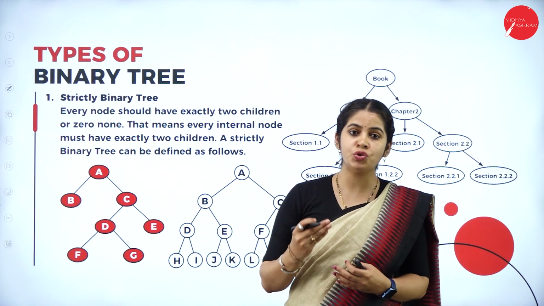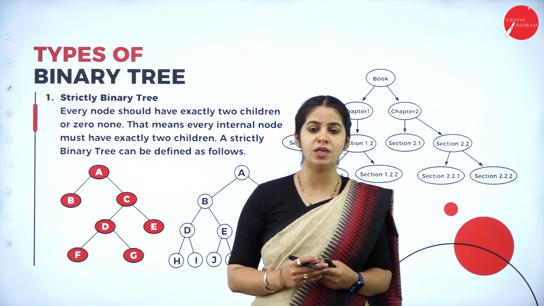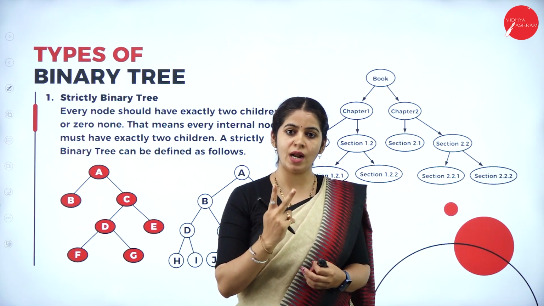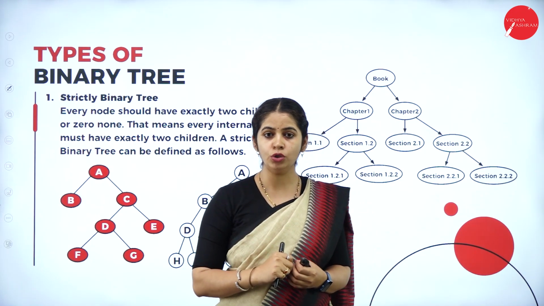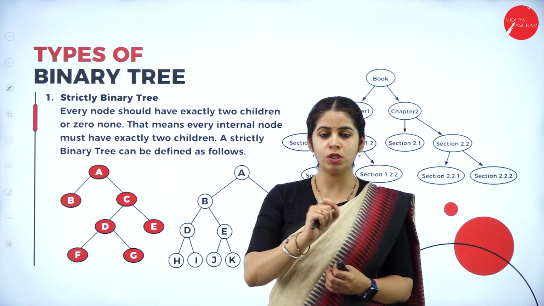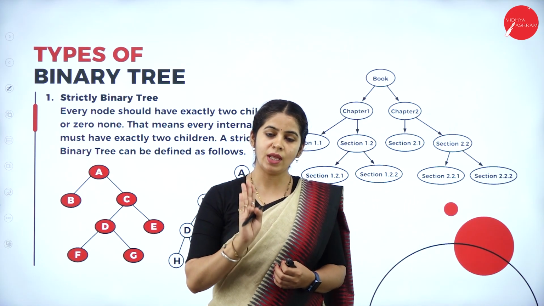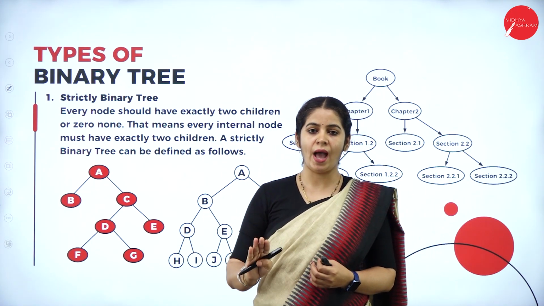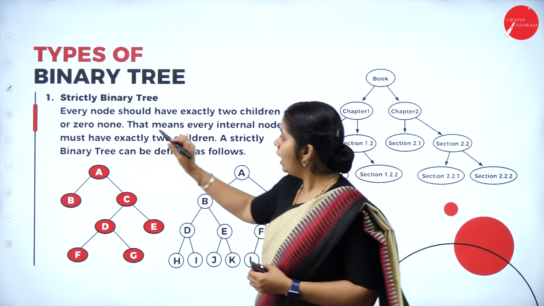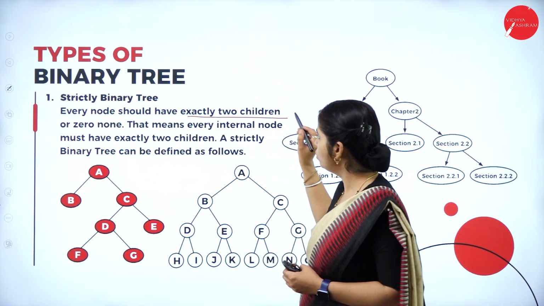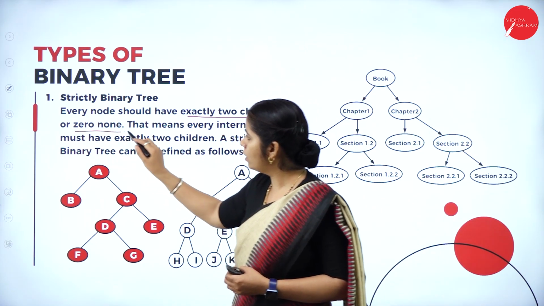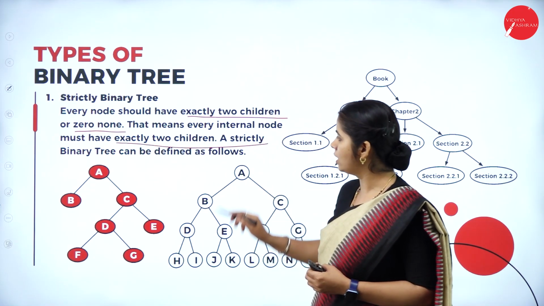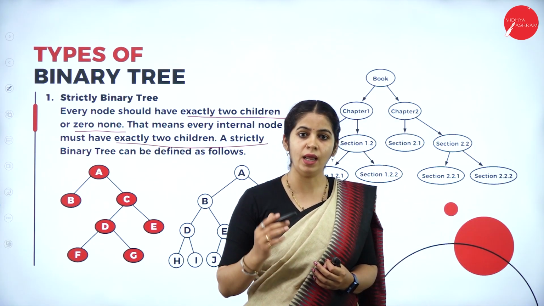What do you mean by a strict binary tree? Strict binary tree means each node should have 2 children only. Each node should have 2 children. 0 is also not allowed, 1 is not allowed. In that case we call it a strict binary tree. Strictly the binary tree should have only 2 children. Every node should have exactly 2 children or no children. That means every internal node has exactly 2 children. That is called a strict binary tree.